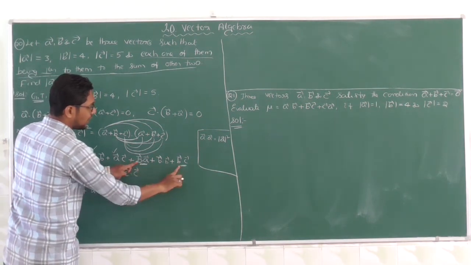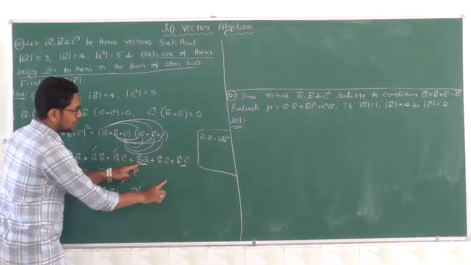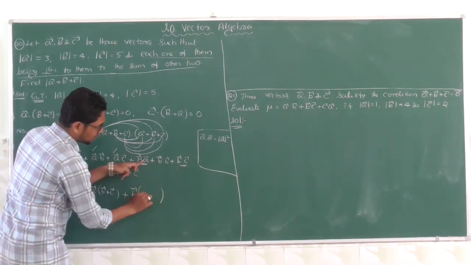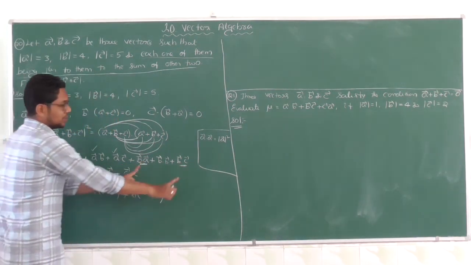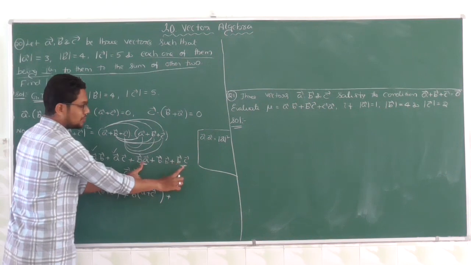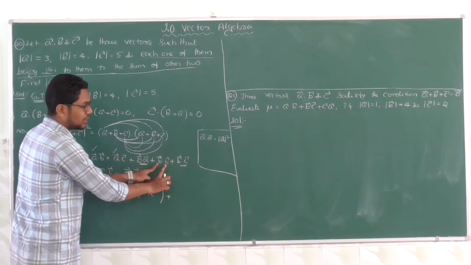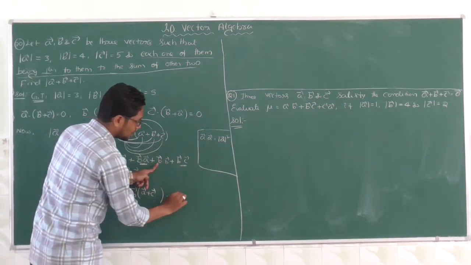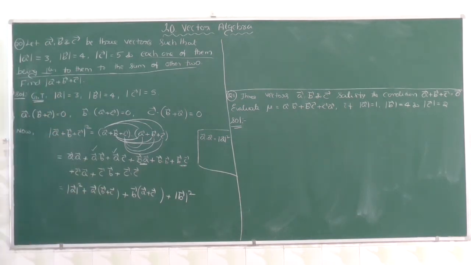In this I will take the B vector common. Then the remaining things are the A vector plus the C vector. Next, here we have B dot B, what is it? Magnitude of B square.